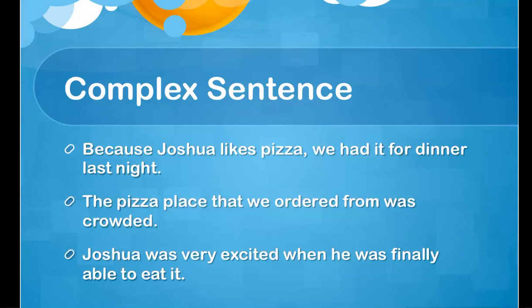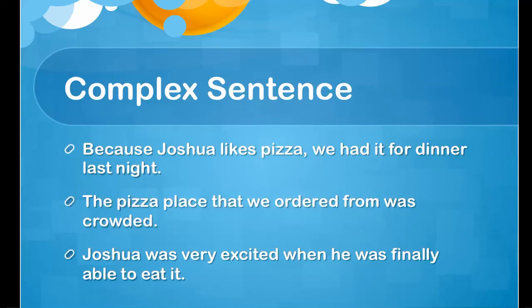When your subordinate clause comes at the beginning of the sentence, you place a comma after it, in front of the independent clause, we had it for dinner. Number 2, the pizza place that we ordered from was crowded. Here, the subordinate clause is that we ordered from. It's a relative clause that's describing the pizza place. It comes in the middle of the independent clause, the pizza place was crowded.